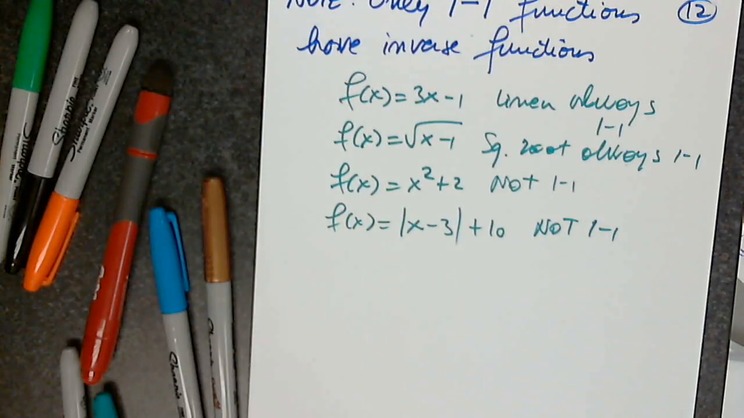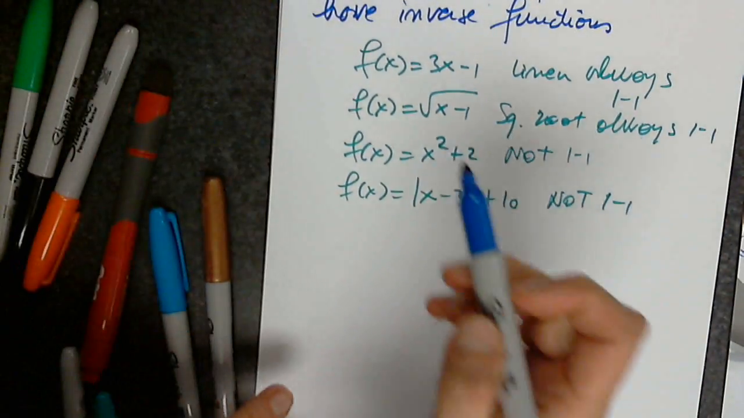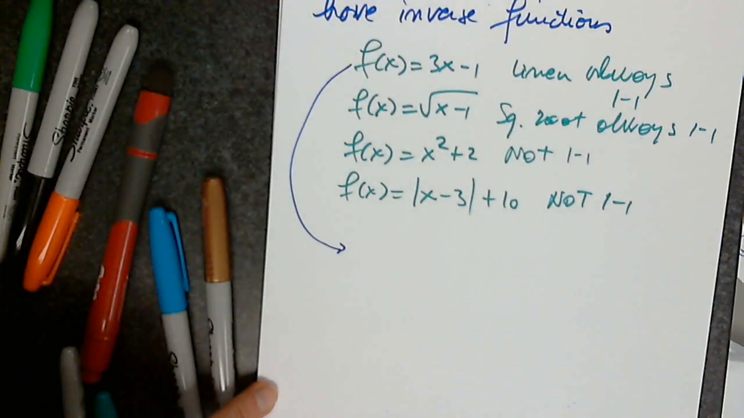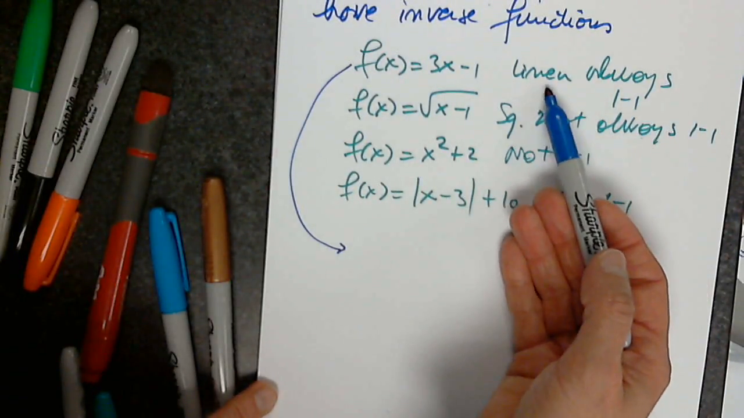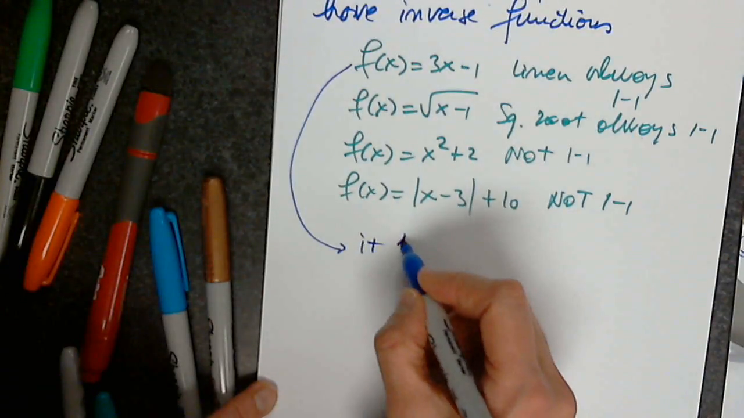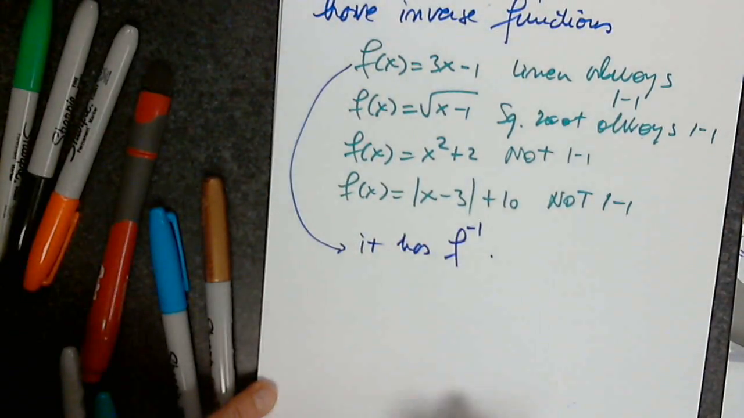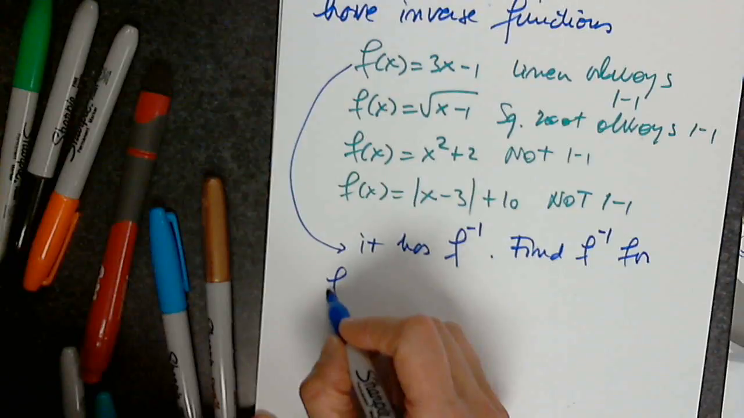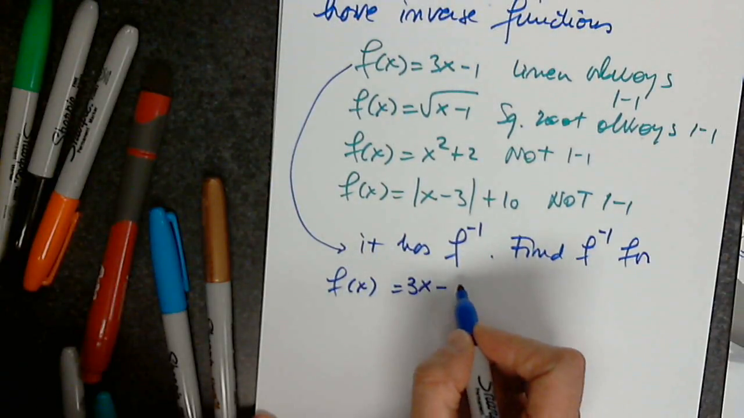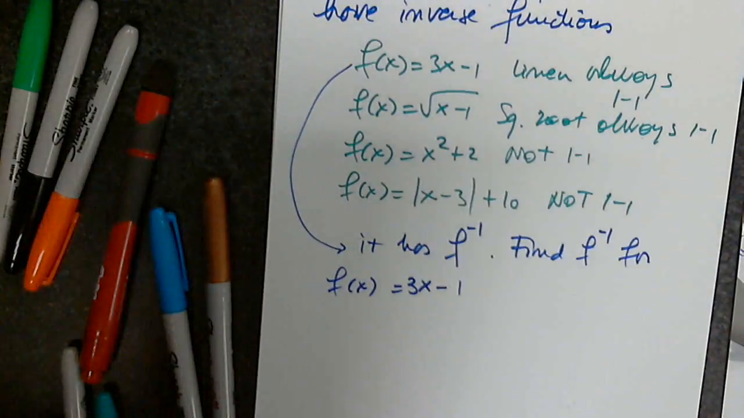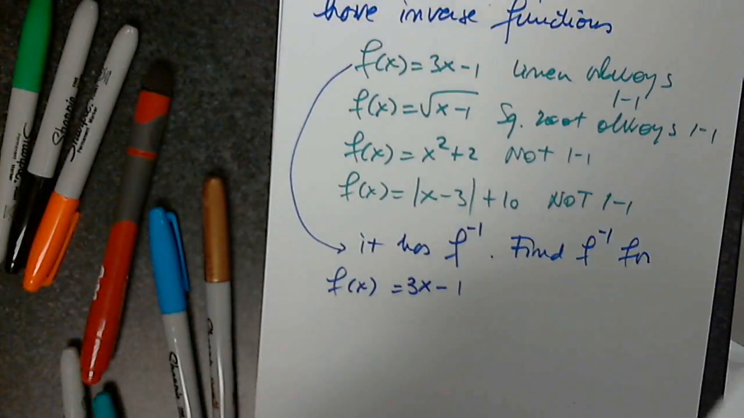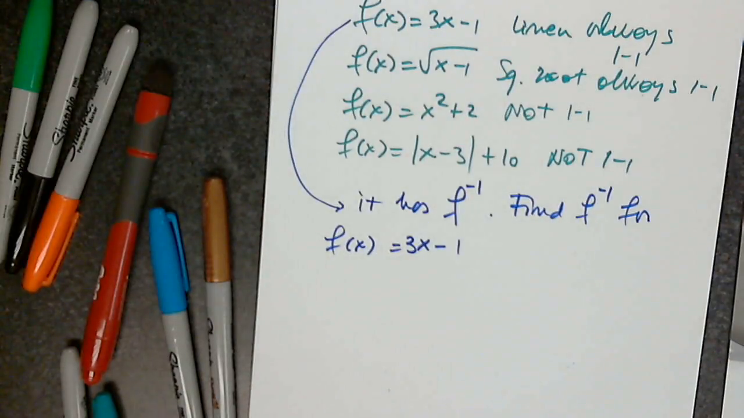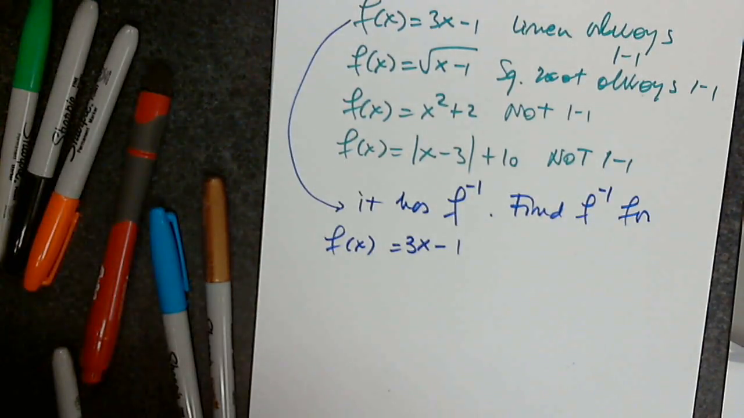So I would like to look at how to determine the inverse, sorry. So I know that this function is one-to-one. It has f inverse. Find f inverse for f of x equals 3x minus 1. The procedure has 4 steps. Like completing the square has 4 steps: the middle coefficient divided by 2, square, and then add to both sides. Same thing, not similar, but 4 steps.